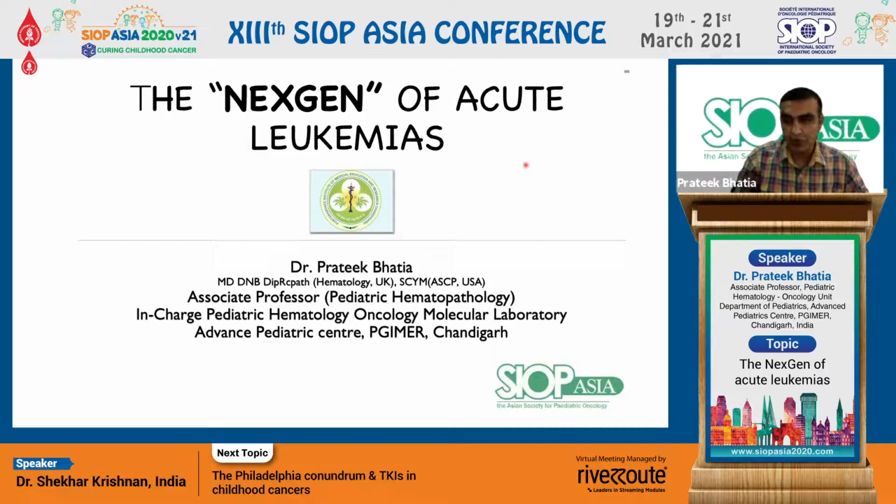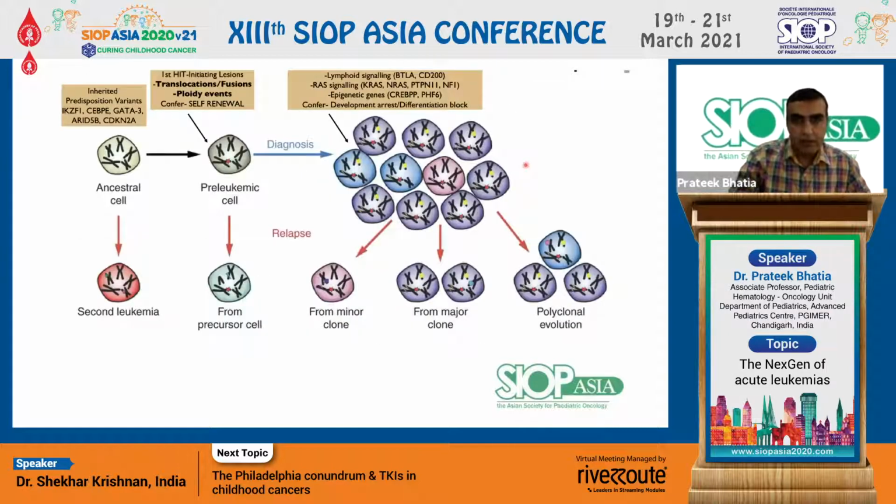I'd like to take you along the journey of the genetics of BALL, from the basic as well as the complex entities which have been described. Before going into the complexities of B cell genetics, we must know how leukemias are developed.